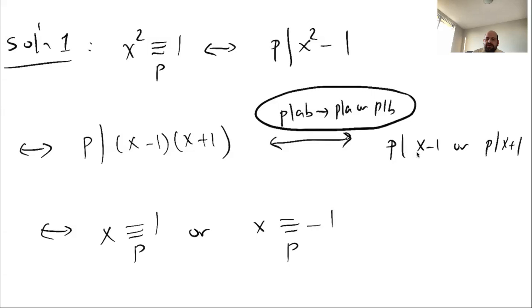And now P divides x minus 1 is the same as saying that x is congruent 1 mod P. And P divides x plus 1 is the same as saying that x is congruent -1 mod P, because the meaning of x congruent 1 mod P is that P divides the difference between x and 1, meaning P divides x minus 1. Similarly, this is the same as saying that P divides x minus -1, which is the same as saying that P divides x plus 1.